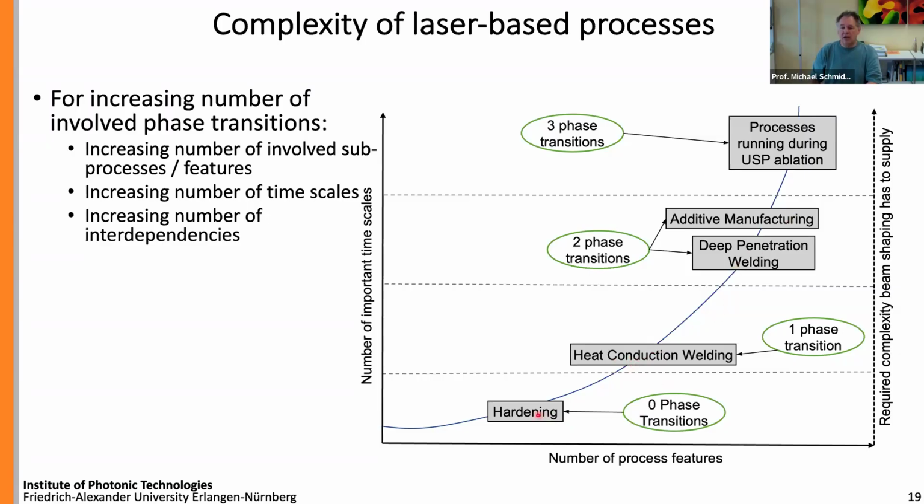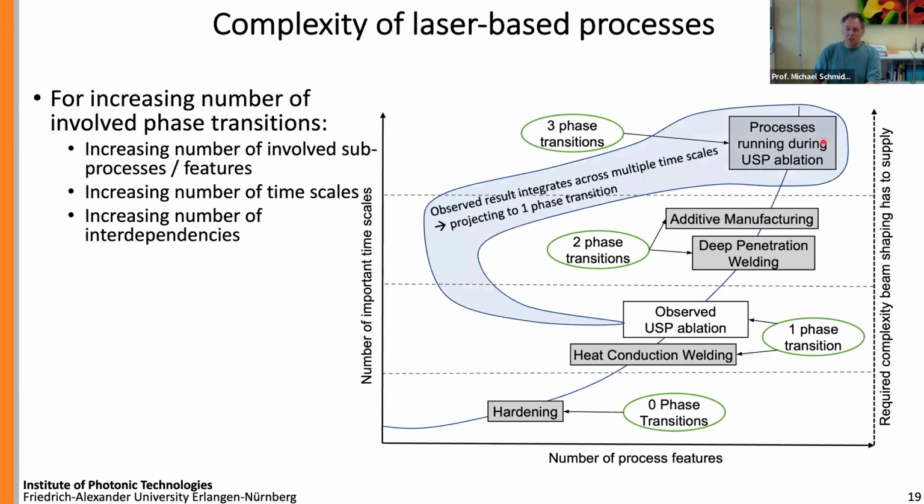So this might be somehow true for the first ones here: deep conduction welding, deep penetration welding, additive. But then we have this USP process, the ablation process, that has 3 phase transitions, so it should be the most complicated. Interestingly, it was not, because if you program a quadratic shape, you might ablate a quadratic shape. So it seems to be easier than, for example, the keyhole welding.